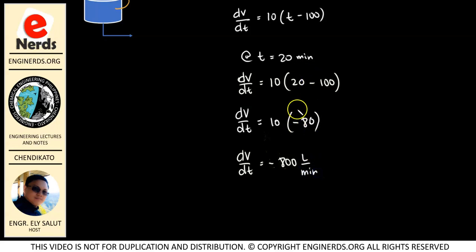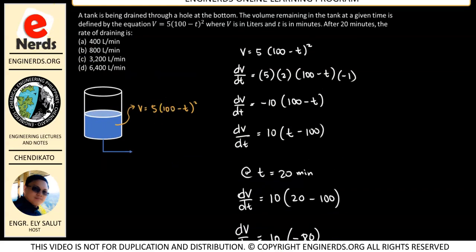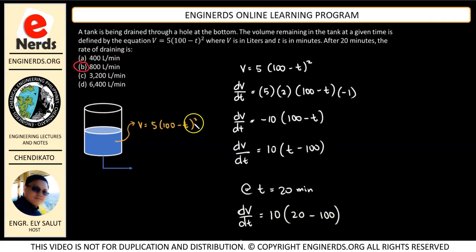Remember that our units here is in liters and minutes, no? And as you can see, we have a negative value here. This is because our rate is decreasing, because we are draining dito sa ating system. So therefore, our answer here is letter B. This is our rate, but since it is draining, okay, that means we are not adding to our system, we are removing a liquid in our system, so therefore, naging negative ang ating value. But the rate will be 800 liters per minute.